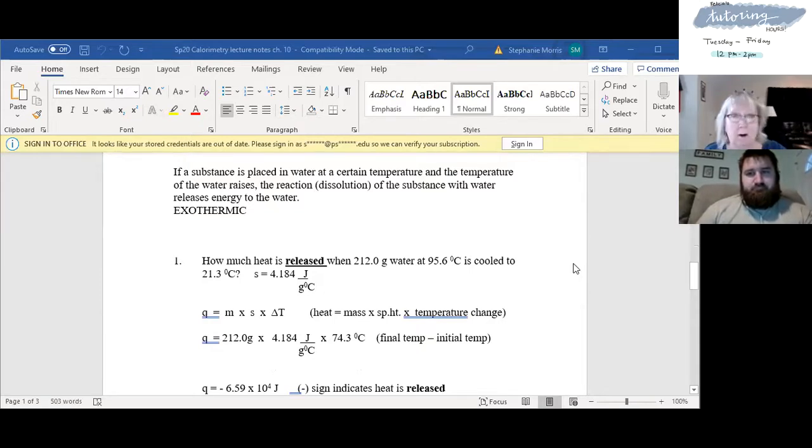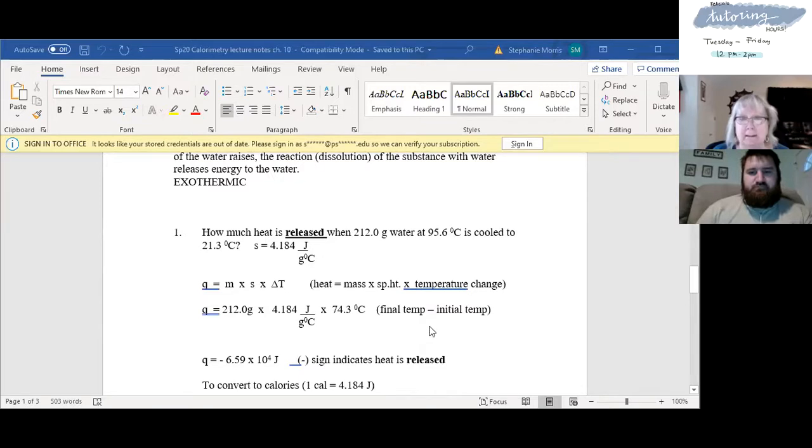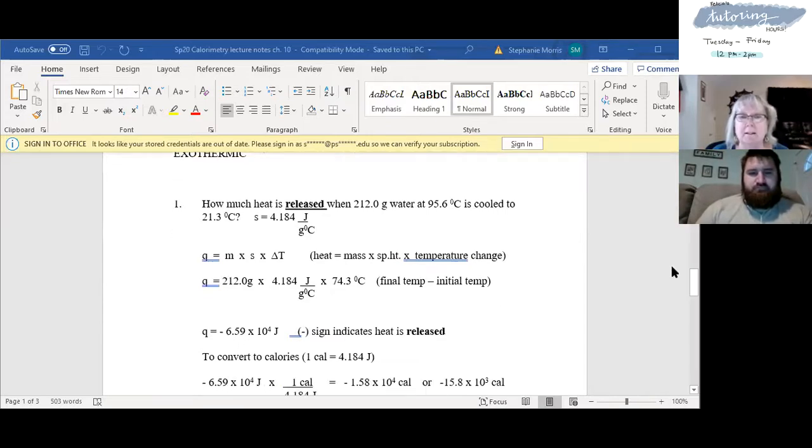I just did one using my paper, but I'm going to go over this one because you're going to see there's a negative sign. It says how much heat is released when you take a mass of water at a hot temperature and we're cooling it to, say, a little bit below room temperature. So final 21.3 minus initial would give you a negative sign. So there should have been a negative here, but I've put it here. So when you plug in your mass times specific heat times your temperature change, you're going to put a negative sign there to show that it's exothermic.